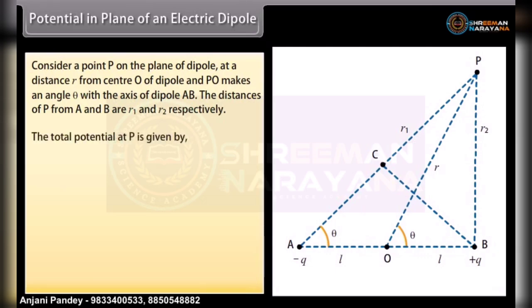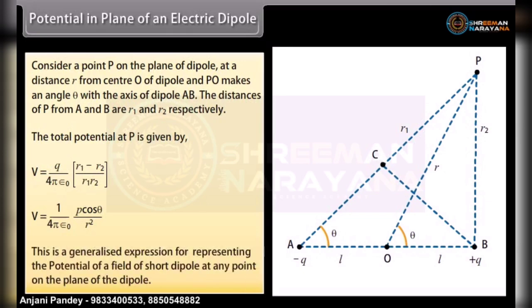The total potential at P is given by V equals q upon 4 pi epsilon naught multiplied by (R1 minus R2) upon R1 R2, which is equal to 1 upon 4 pi epsilon naught multiplied by p cos theta upon r square. This is a generalized expression for representing the potential of the field of a short dipole at any point on the plane of the dipole.